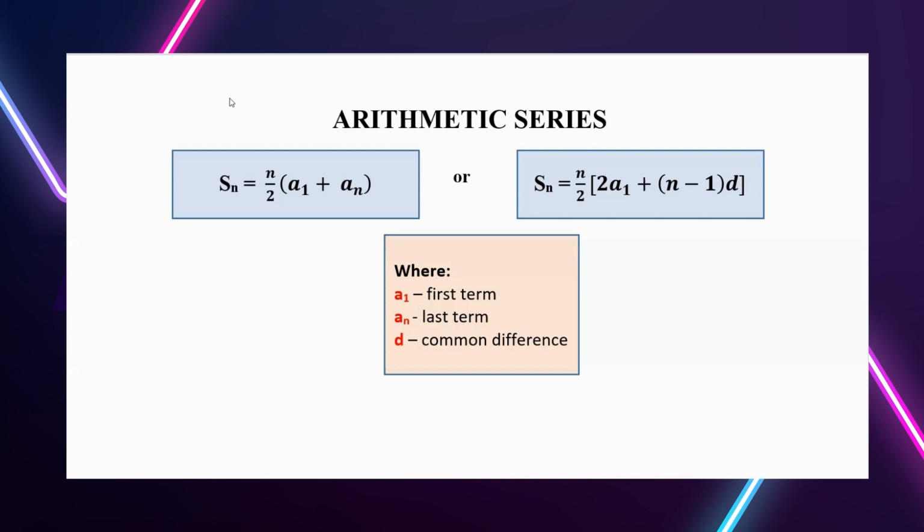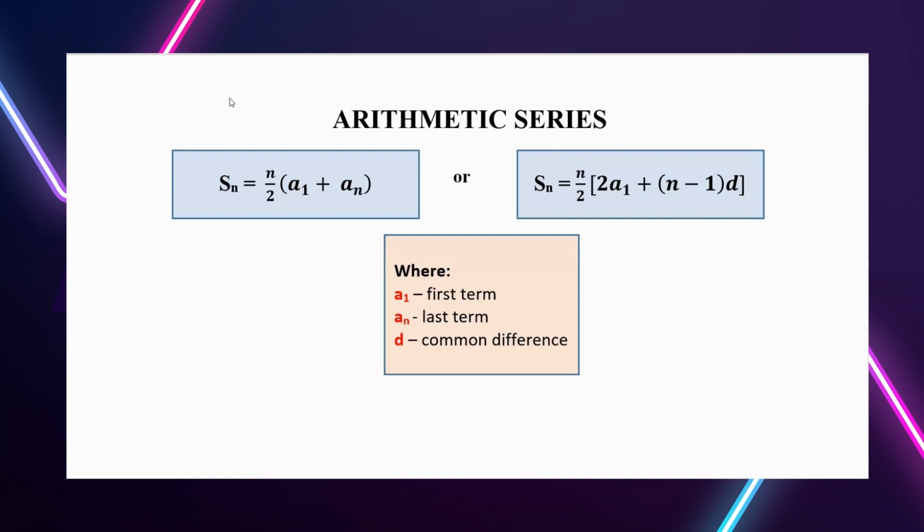O kaya naman, kapag hindi given ang first term o kaya ang last term, ito naman ang gagamitin natin. S sub n is equal to n over 2 times the product of 2 and the first term, which is a sub 1, plus the quantity of n minus 1 times d, which is the common difference. Wherein a sub 1 is the first term, a sub n is the last term, and d is the common difference. Napaka-importante ng dalawang formula na ito upang makuha natin ang total o ang sum ng bawat term sa given sequence natin.